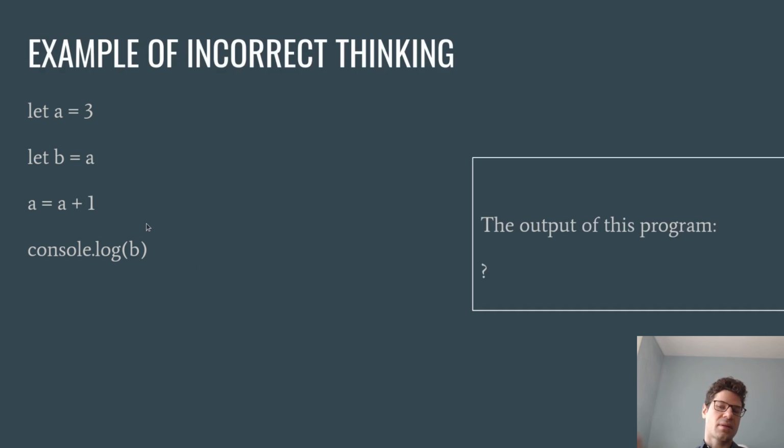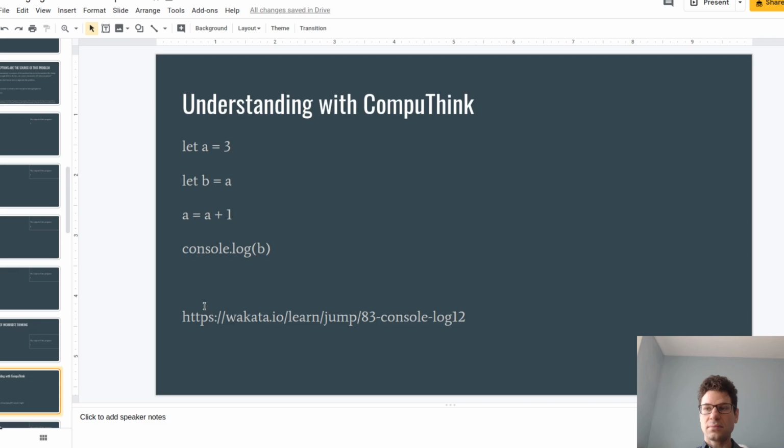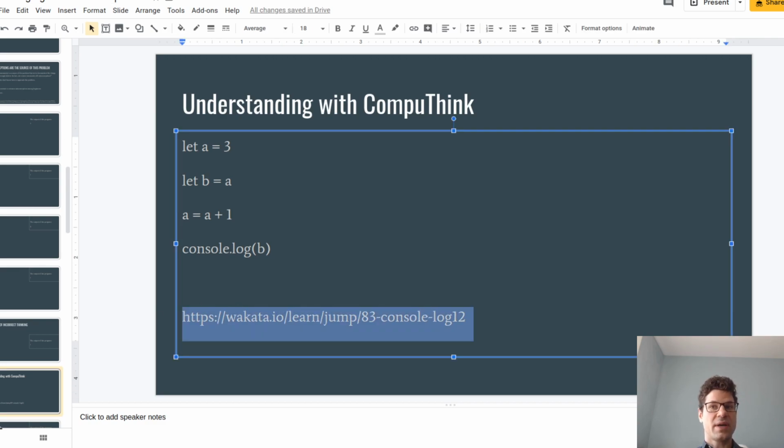Before I give you the answer, let me tell you how most beginners look at this problem. Most absolute beginners see that a is equal to a plus 1, therefore a must be equal to 4. Then they see b equals a, therefore b must be equal to 4. Since a is 4 and b equals a, b equals 4. So when you console log b, you console log 4. This is absolutely incorrect. However, this is what we learn in mathematics class in high school. I'll now present you the correct way of thinking about it.